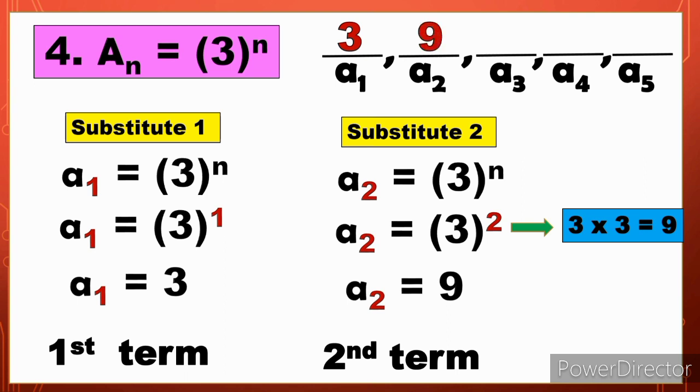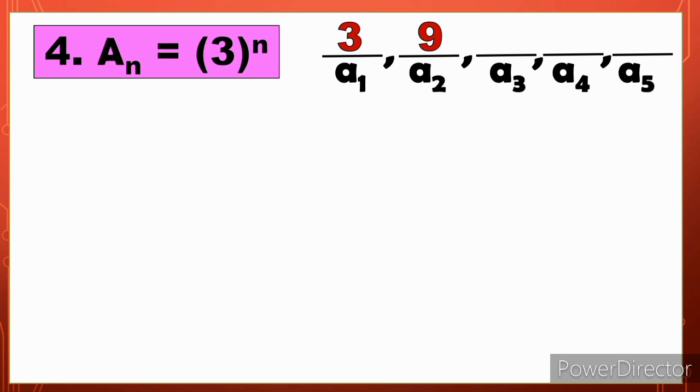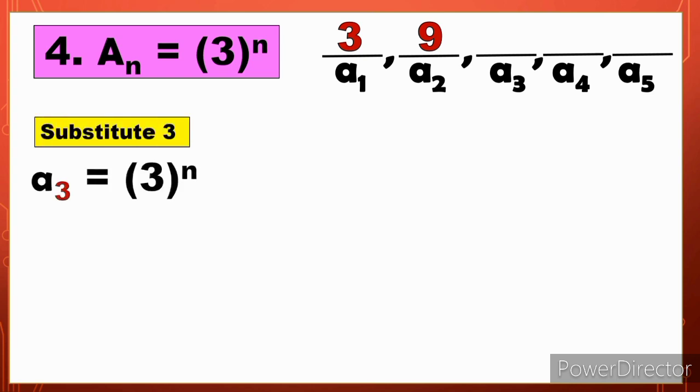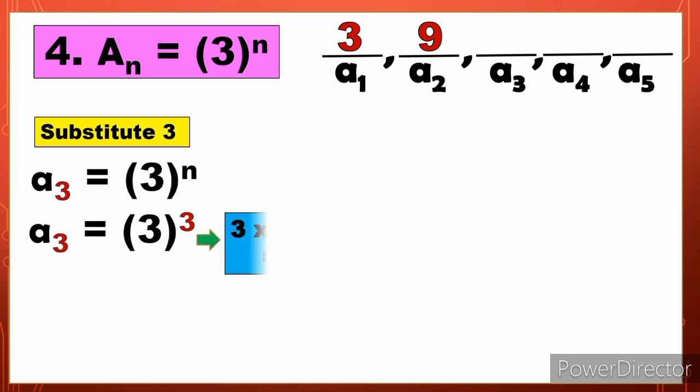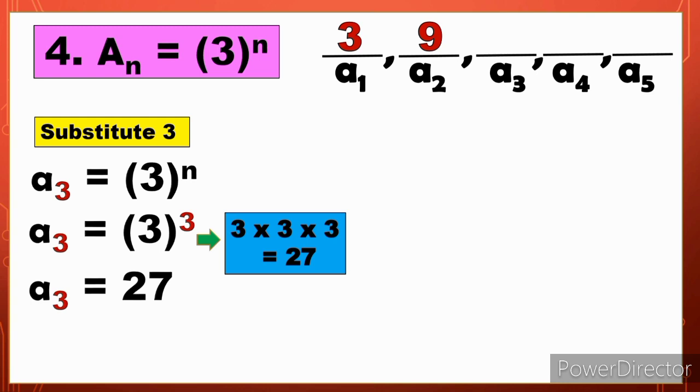Okay, para makuha ang third term or a sub 3, ang isa-substitute natin ay 3. So, substitute 3. So, now we have a sub 3 equals 3 raised to n. So, papalitan natin ng 3 yung n. So, it becomes a sub 3 equals 3 cube. 3 cube means tatlong beses nating ita-times ang 3. 3 times 3 times 3 equals 27. Okay? So, we have now a sub 3 equals 27 and 27 is our third term.